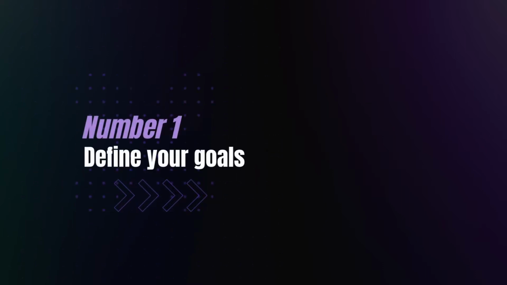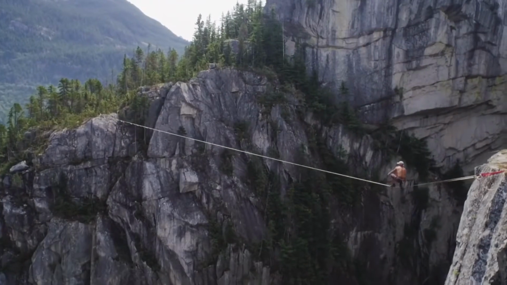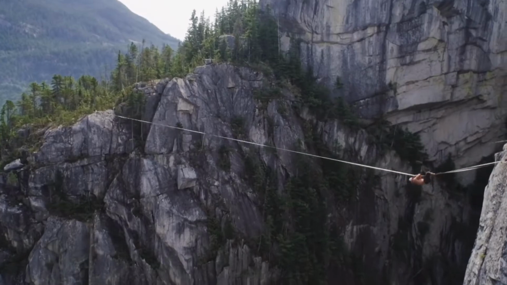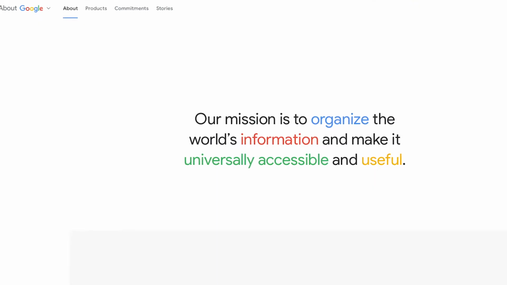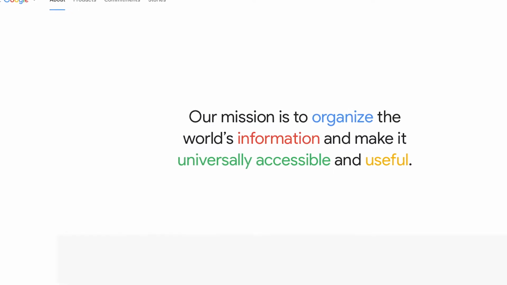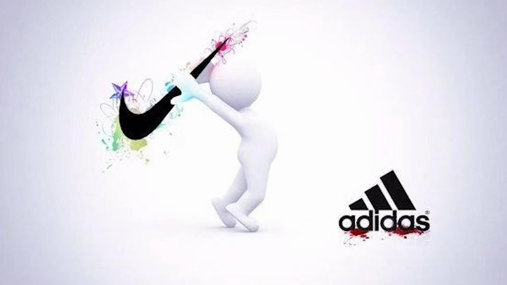Number 1, define your goals. You have to create achievable yet ambitious goals. It is a delicate balance. Here are some goals of famous companies that you know. Google's is to organize the world's information. Nike's is to crush Adidas. Everybody has their goals. You need to define yours.